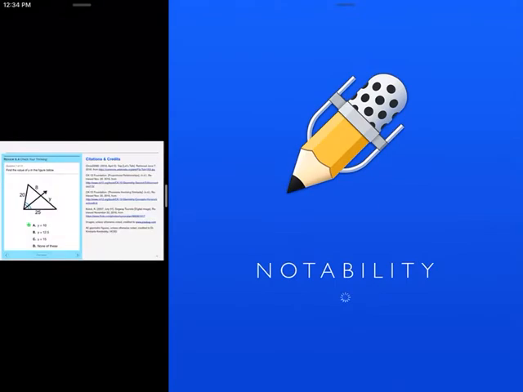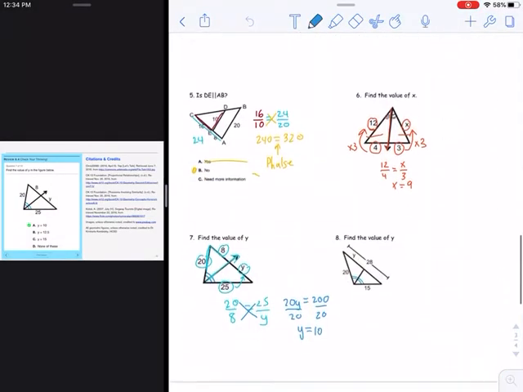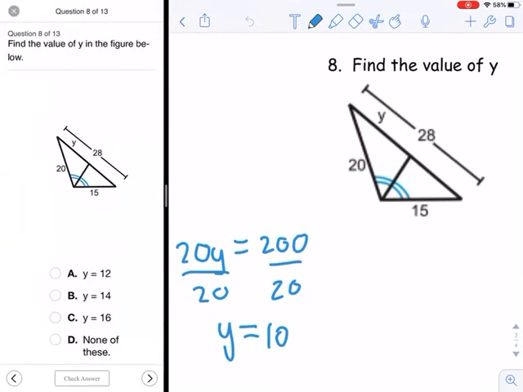Okay, as we wait for my Notability and iBook to load, we're going to dive into some more problems here. All right, we left off at number 8.